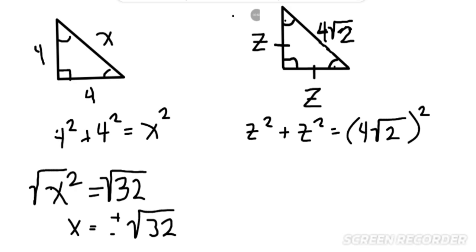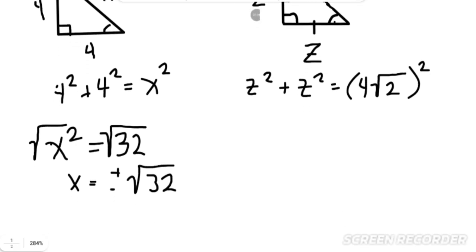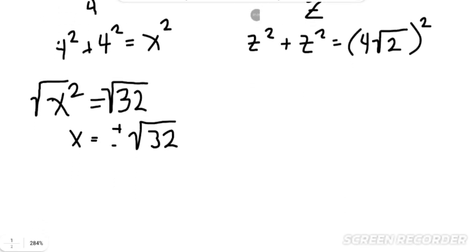So we're going to simplify this radical. 32 is 16 times 2. The square root of 16 is 4. 2 has a square root, but it's irrational, so we're going to leave the 2 on the inside of the radical. And we wind up with 4 square root of 2.